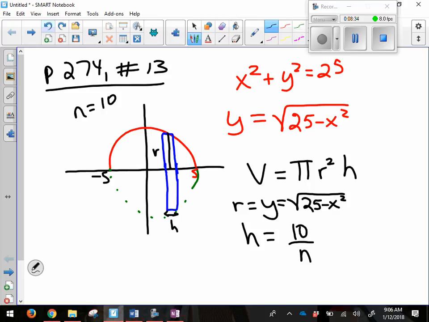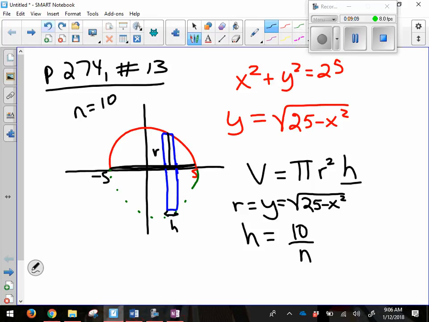Because the bottom line is I have this width here that's 10, because my sphere has a radius of 5 that's centered at the origin. And I'm going to divide that into n subintervals. And so the width of the subinterval, or the height of the cylinder, is going to depend on how many subintervals I have, what my n value is. So I think we won't do all of these examples, but we'll do 1 or 2.